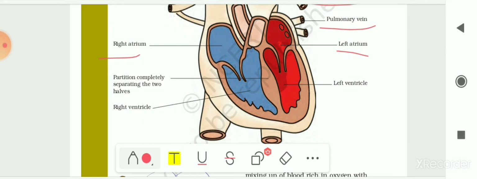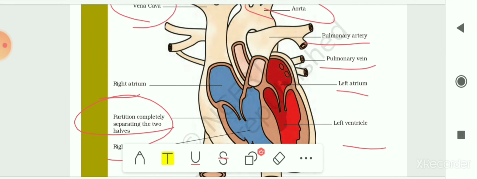Below that the right ventricle and left ventricle are there, and a partition is there which is dividing the left part of the heart and the right part of the heart, to avoid the mixing up of the blood which is rich in oxygen and in carbon dioxide. So now let us see how blood is flowing.